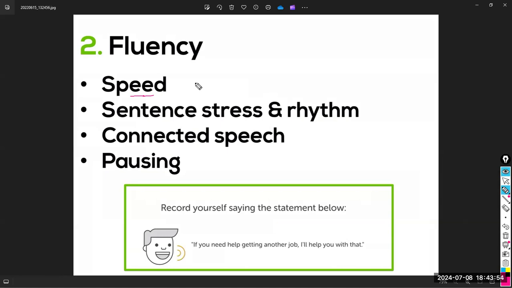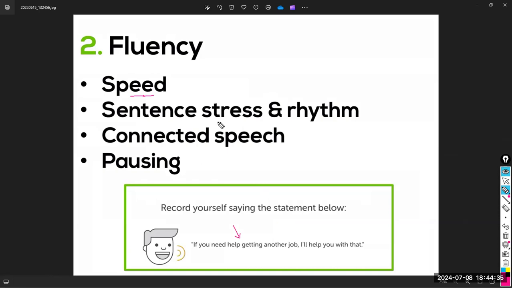while saying the sentence. For example, let's imagine that now you have to read this sentence loudly. You have to say, if you need help getting another job, I'll help you with that. So notice how I said every word clearly without saying this statement really fast, and I didn't say this sentence really slowly, because this is something bad. So please don't hesitate and don't be afraid. As I told you, you have to speak as if you are using your first language.